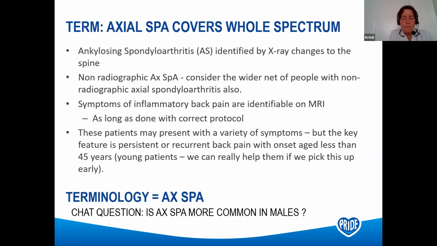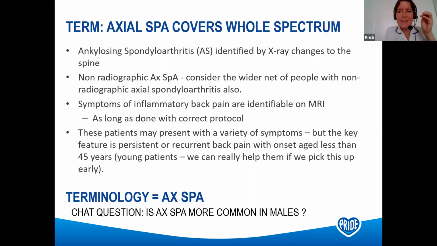Okay, so this slide might be a bit repetitive. It covers the whole spectrum. Ankylosing spondylitis is defined on X-ray changes to the spine, but stop thinking about it just being that. You've got axial SpA, which looks at a wider net of patients with non-radiographic changes but symptoms, seen on, with recent developments in MRI, they're identifiable on the MRI.